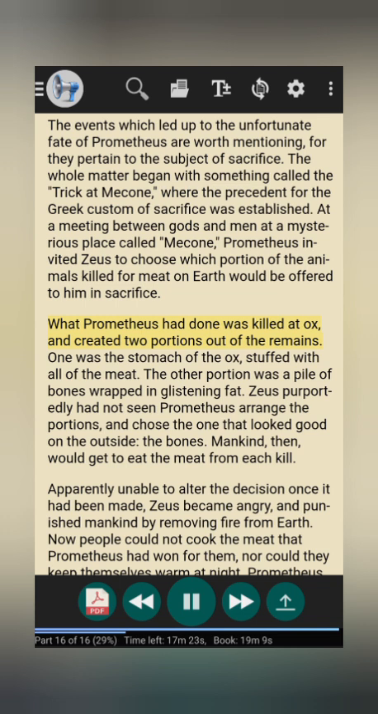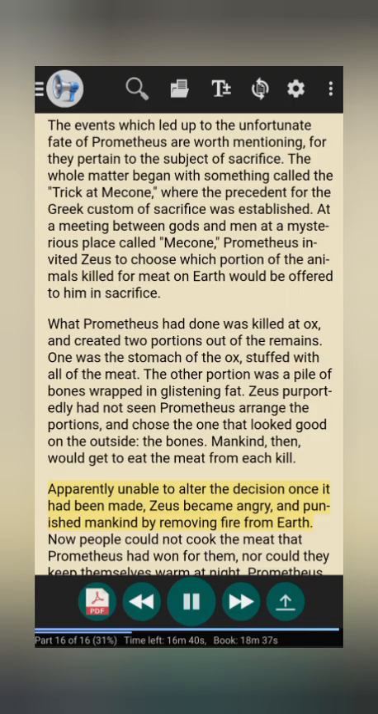What Prometheus had done was killed an ox and created two portions out of the remains. One was the stomach of the ox, stuffed with all of the meat. The other portion was a pile of bones wrapped in glistening fat. Zeus purportedly had not seen Prometheus arrange the portions and chose the one that looked good on the outside, the bones. Mankind, then, would get to eat the meat from each kill.